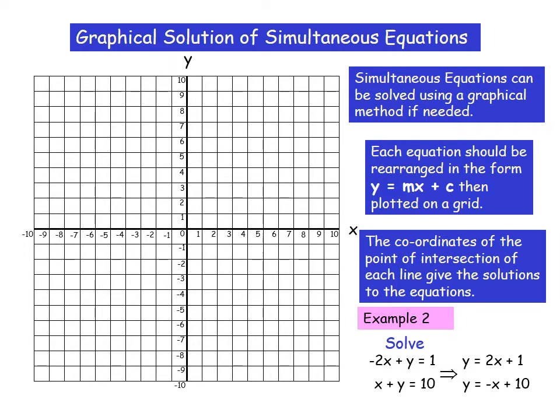It doesn't matter about the arrangement here, whether you write 10 first or you write x last. But we simplify it so that it will be in the form of mx plus c. That's why x has to come here. As you can see, the value of m in the first equation is 2, and the value of m in the second equation is negative 1. The value of c in the first equation is 1, and the value of c in the second equation is 10.